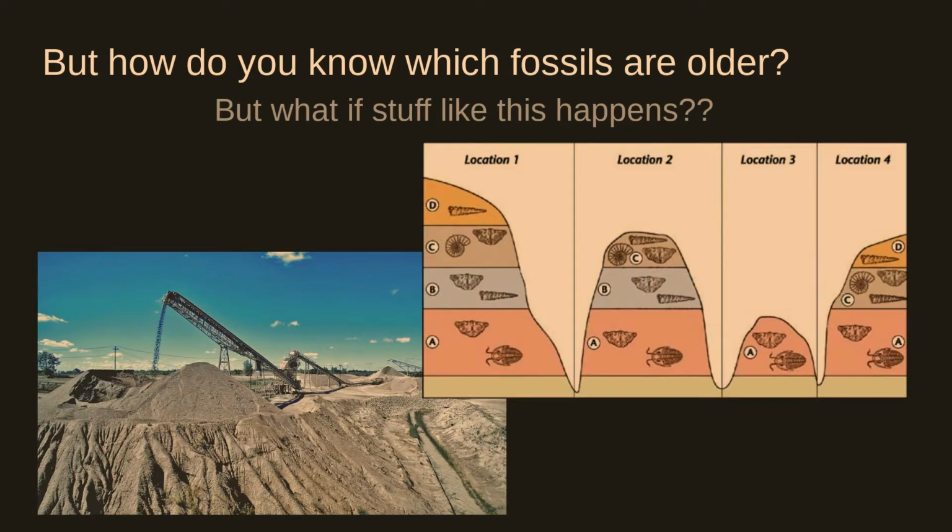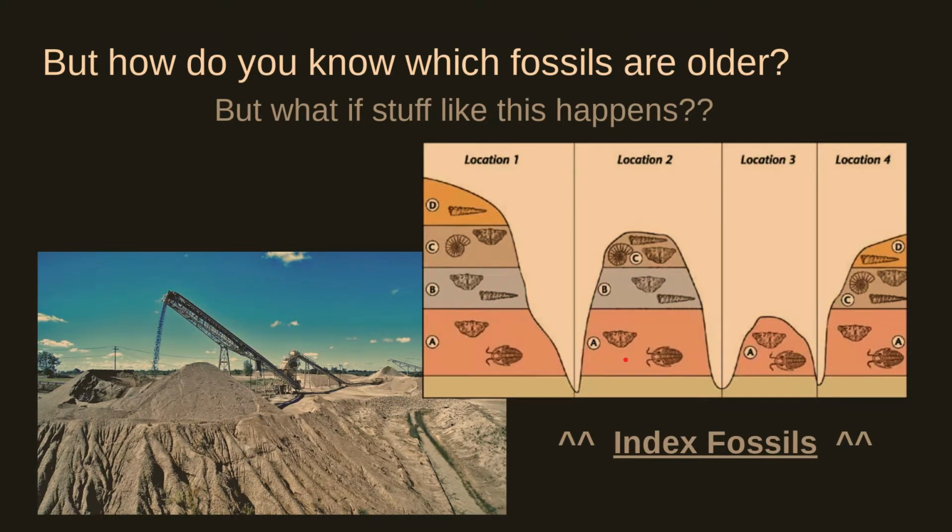So we have these things that we call index fossils. Index fossils are fossils that essentially we can relate to a certain area in time. So here we have A, B, C, and D. So this goes in order. We're pretty confident there. But here we're missing layer B. Here we only have layer A. Here we're missing layer D.